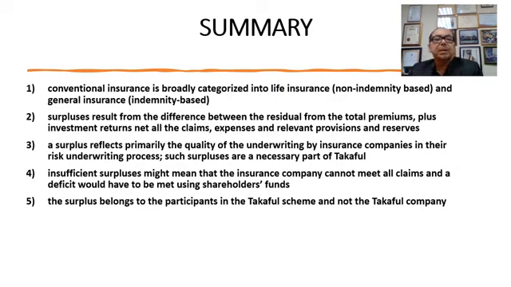Okay, in summary, conventional insurance is broadly categorized into life insurance, non-indemnity based. Life insurance is more for your personal needs. And general insurance is indemnity based. Let's say to cover your house if your house burns, this is the insurance to cover it. So we call that one indemnity based, not personal. So there are two types of insurance.